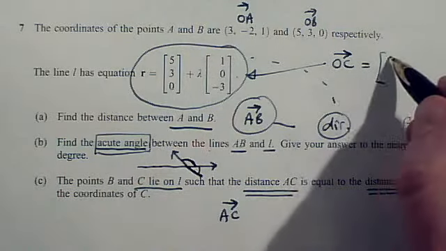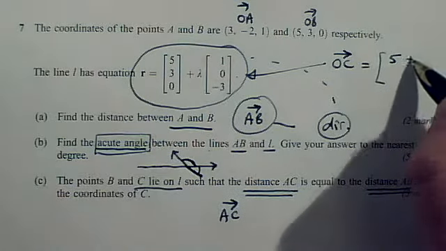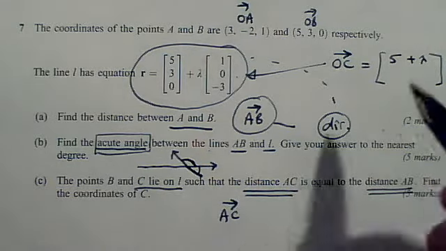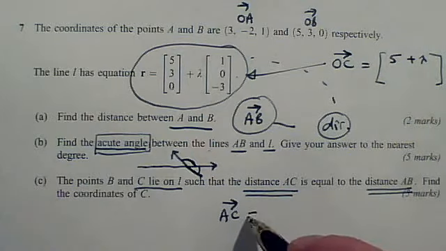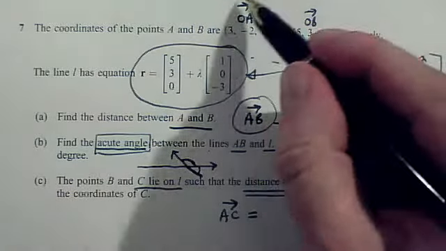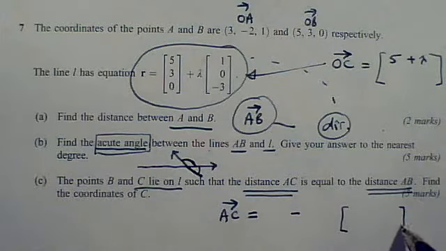But it's going to be, for the x bit, 5 plus the parameter times 1. I'll just leave it as lambda. And you do similar things for y and z. So you've got a vector for OC, which has got lambdas in it. And then for AC, you're going to do a subtraction of two vectors, one of which is this one, and the other of which will be the position vector of A. And again, you'll end up with a vector which will have lambda sprinkled around in it.